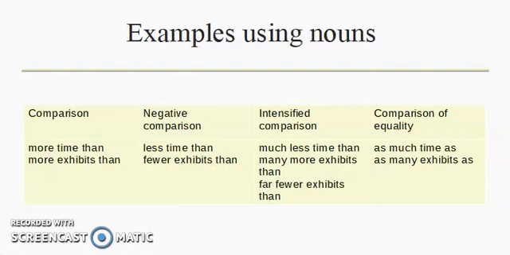The same rules apply to nouns. So we have things like more time than, and if it's a negative comparison, less time than. We can intensify it by saying things like much less time than or much more time than. If it's a comparison of equality, as much time as.